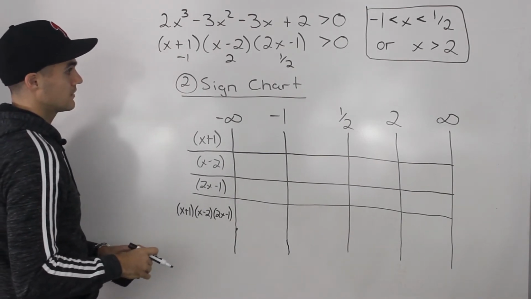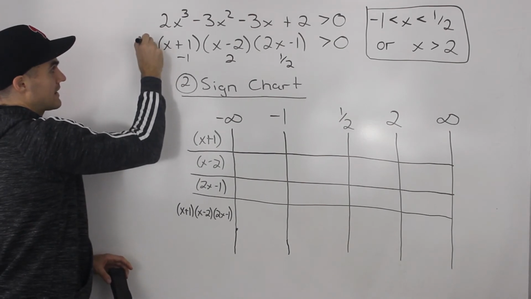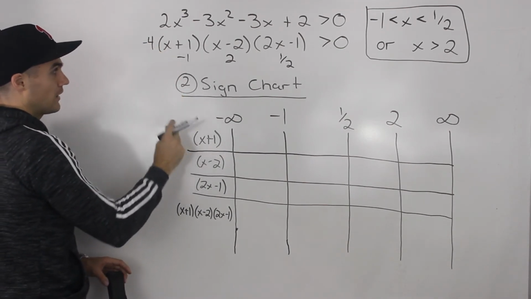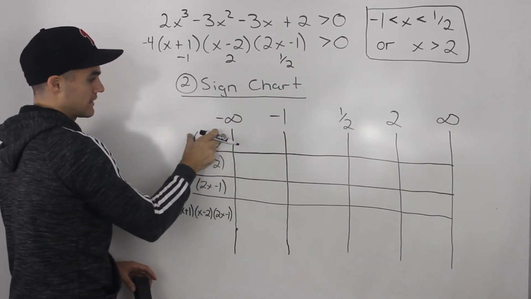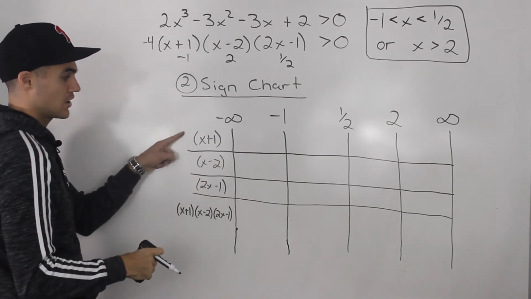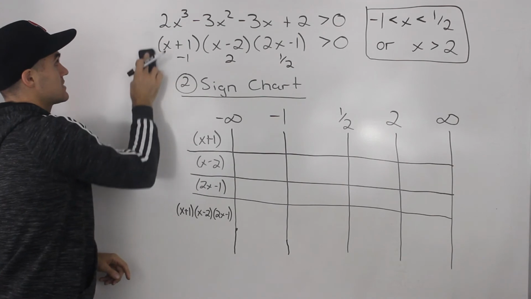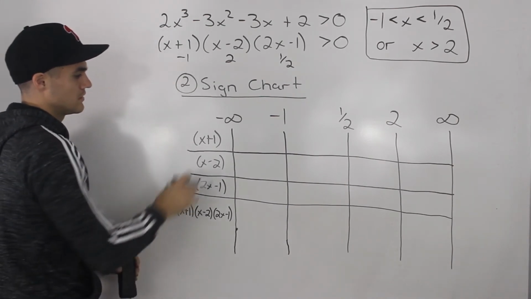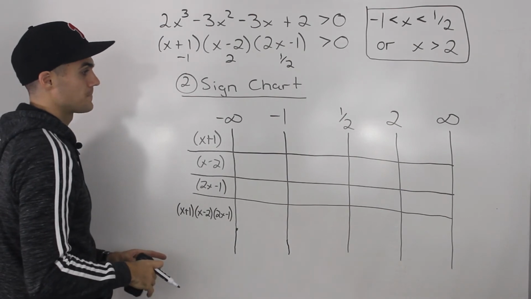Now, another remark I want to make about this table is if you have something in front here, like a -4, you want to have that -4 as its own row. So we would write -4, x plus 1, x minus 2, 2x minus 1. So we would have another additional row, and we would include this -4. But in this case, there's no constant in front. So these are the only factors we write out in the rows.